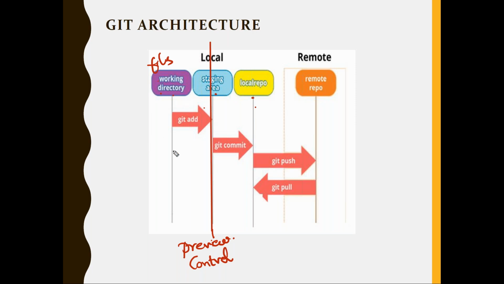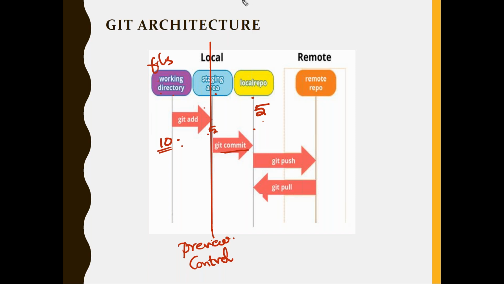Let me give an example. Suppose there are 10 files in my folder. I want only 5 files to be put in the local repository. Only 5 files are ready. What you can do here is add only those 5 files to the staging area. And whenever you run a command like commit, those files will go to the local repository. That means you can have better control on the changes before you move them to local. That's how the staging area, or the virtual layer, will help us.